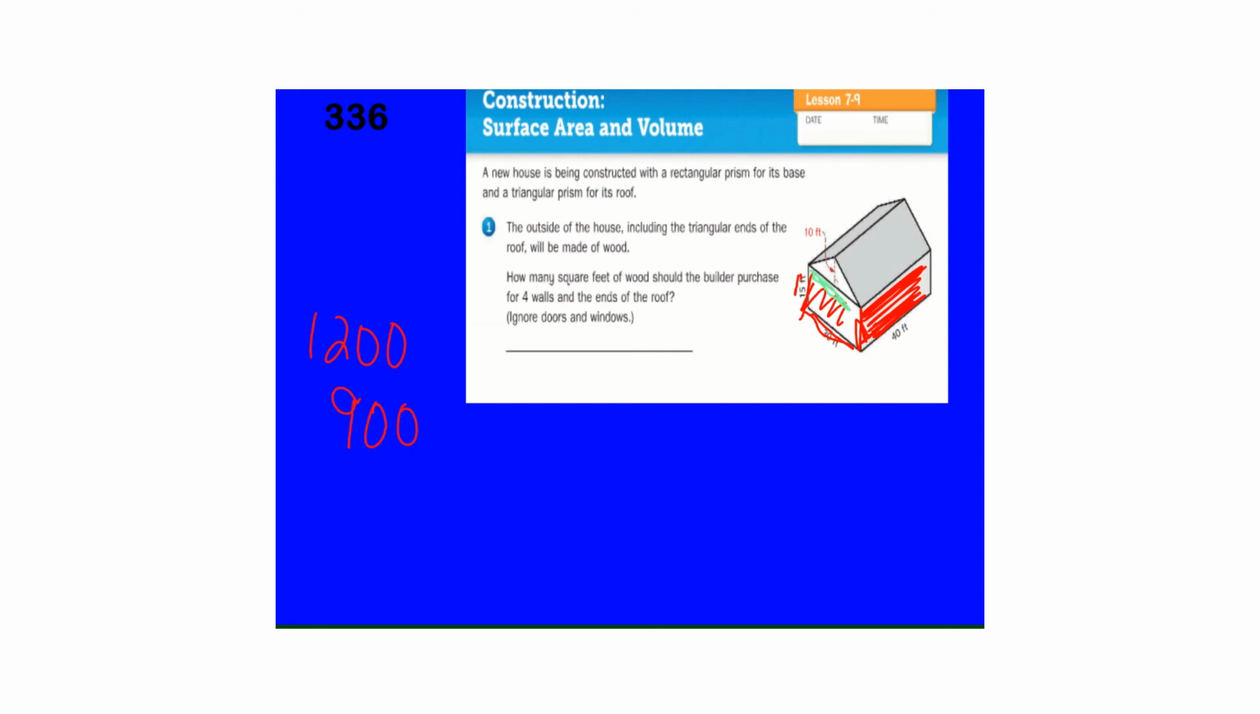So this part of the triangle is your 30, and then this is the height of 10. So 30 times 10 is 300, and it's a triangle, so we have to divide by 2. So this end is 150, the back end is 150, so we have 300 in the roof. Add those together, and we have 2,400 square feet.